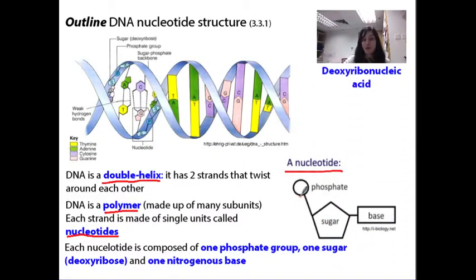It's got three parts. The first is a phosphate group. The second is a sugar called deoxyribose. And the third is a nitrogenous base. Okay, so a strand of DNA is made up of many units called nucleotides. Each unit has a phosphate group, a sugar, and a base. And there are two strands that twist around each other to make a double helix. Let's look at it in more detail.